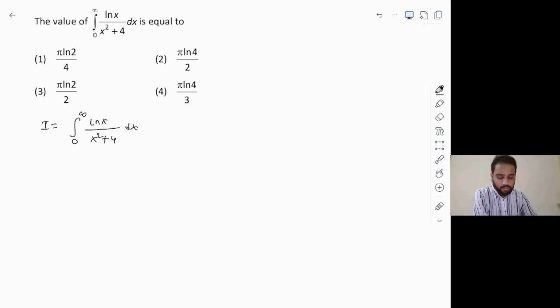Okay. Now the main idea you have to get here is putting x equals 4 divided by t. Okay, it's a standard idea. You can take this as a trick whenever we have integral 0 to infinity ln of x dx divided by x square plus some constant k here. What you need to do is put x equals k divided by t and try to proceed. Okay, you will understand what's the reason behind that. So let's try to change the variable.